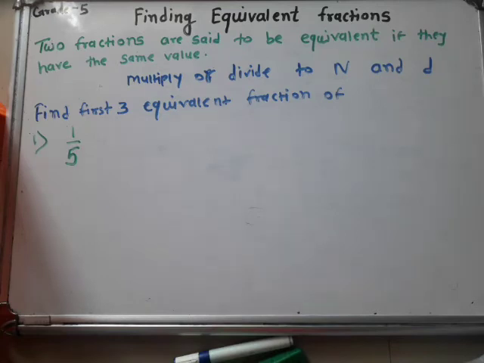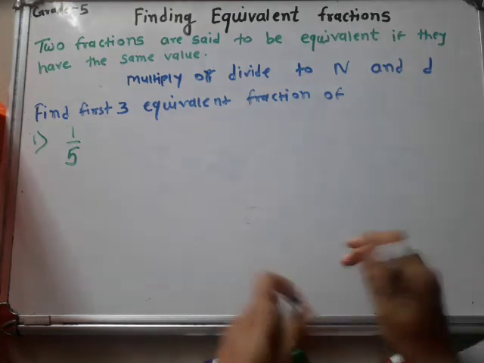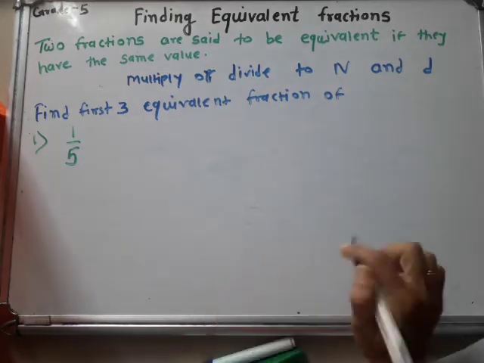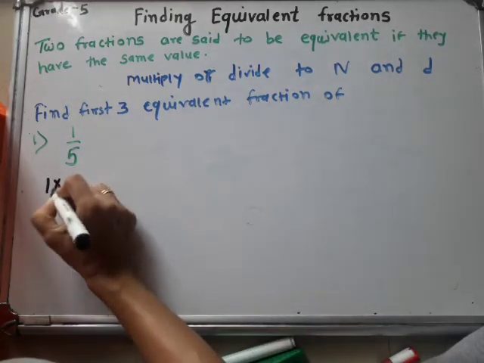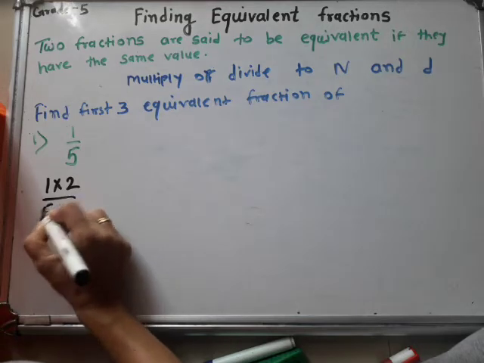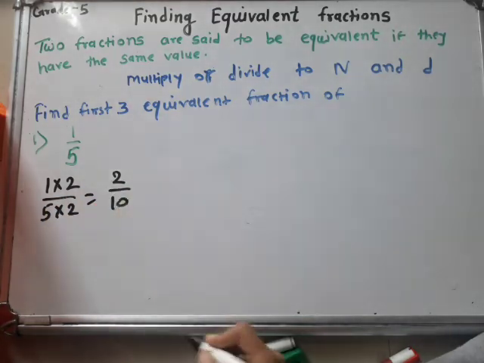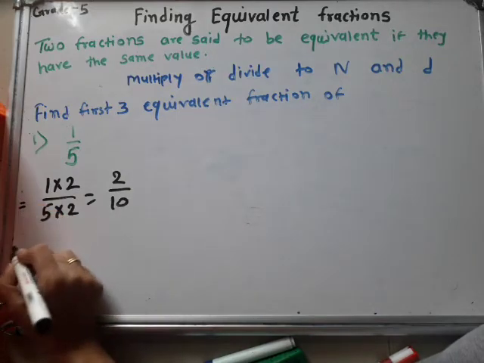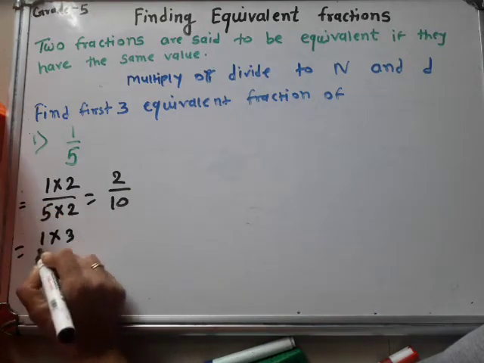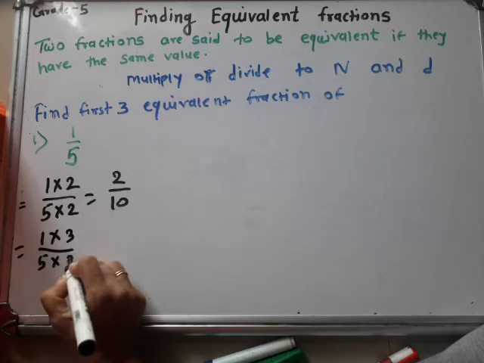Okay, 1/5. How to solve this? So we multiply the given fraction by 2. We start from 2. 1 2s are 2 and 5 2s are 10. Okay, next 1 3s are 3 and 5 3s are 15.